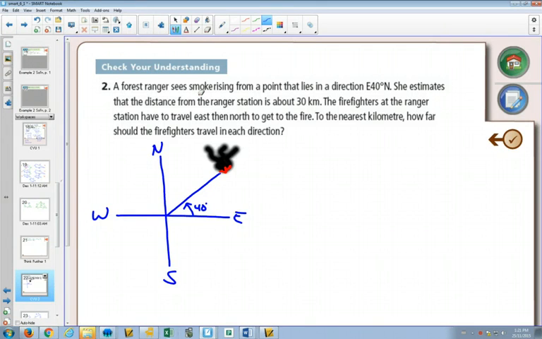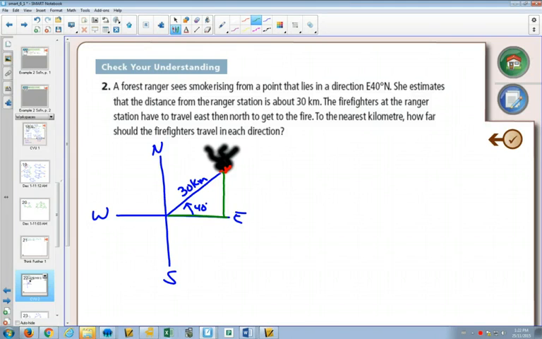All right. So she estimates the distance from the ranger station is about 30 kilometers. The firefighters at the ranger station have to travel east and then north to get to the fire. So maybe there's a road along the east, and then they would just go straight up north from there. So we're estimating this to be 30 kilometers here. And we can make a triangle. And that's the distance that the firefighters will have to go.